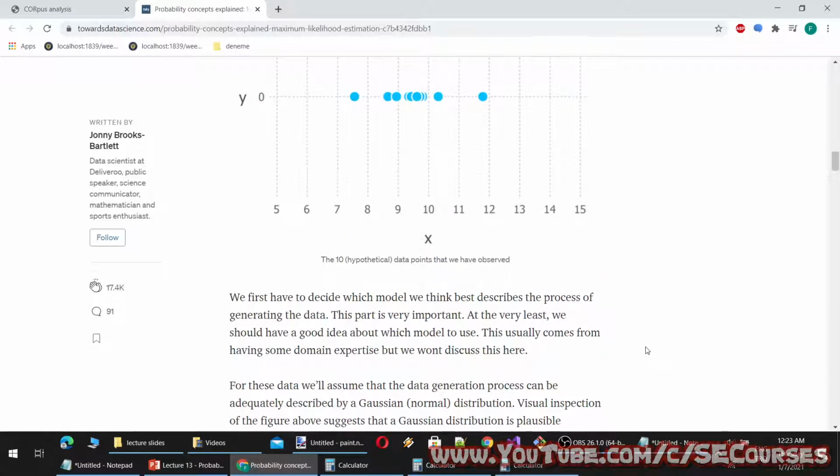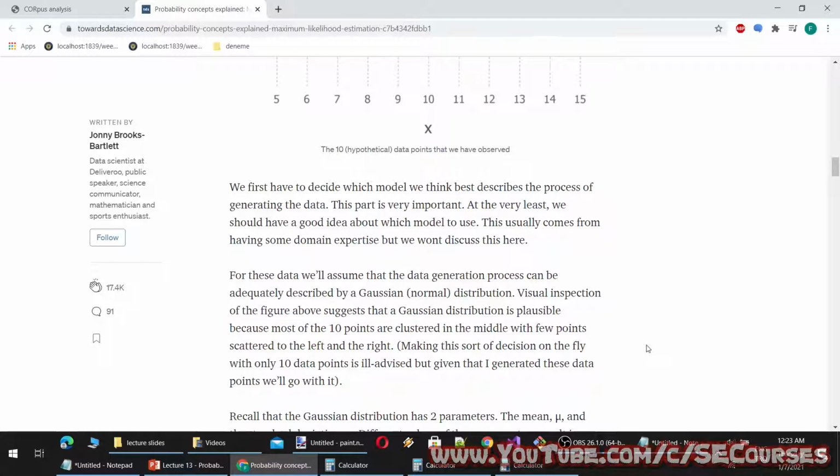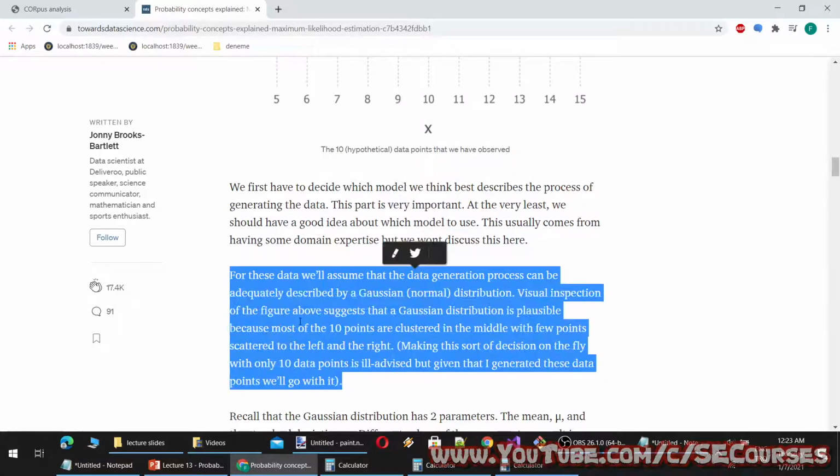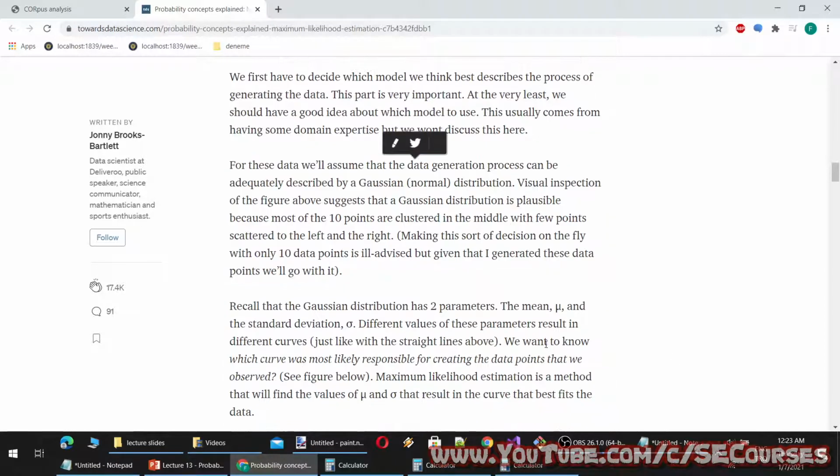We first have to decide which model we think best describes the process of generating the data. This part is very important. At the very least, we should have a good idea about which model to use. This usually comes from having some domain expertise, but we won't discuss this here. For these data we'll assume that the data generation process can be adequately described by a Gaussian normal distribution.